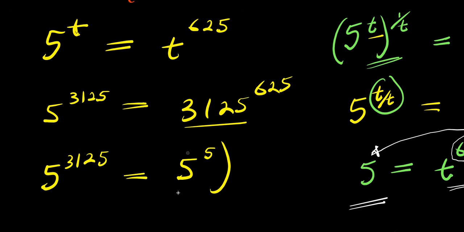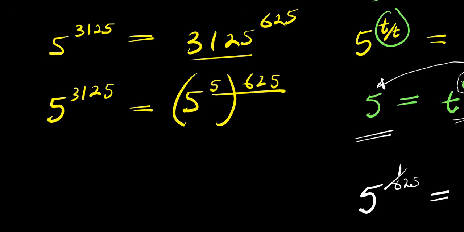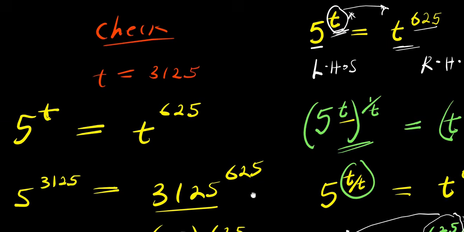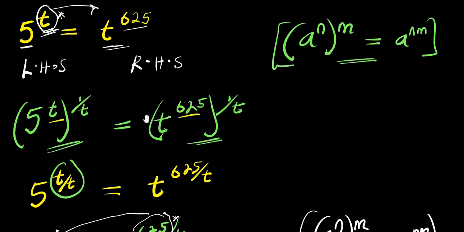So this is to the power of 5, and this is raised to the power of 625. So we decide to multiply this exponent. So this will give you 5 to the power of 3125 equals 5 to the power of, this will multiply out, that is 3125. This and this are the same. So that is correct. That shows that our answer is correct. So that is it. Thank you. See you again.